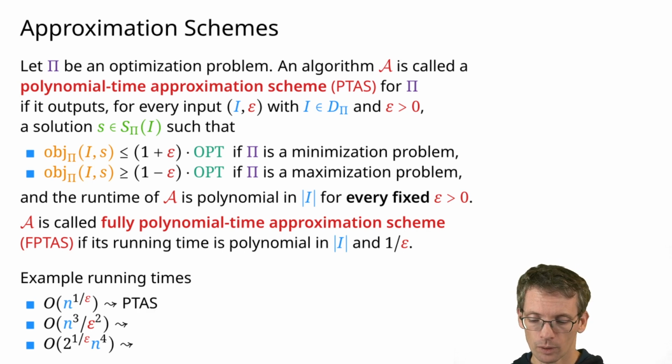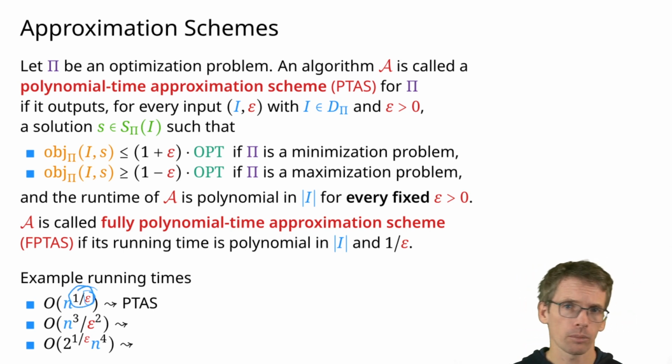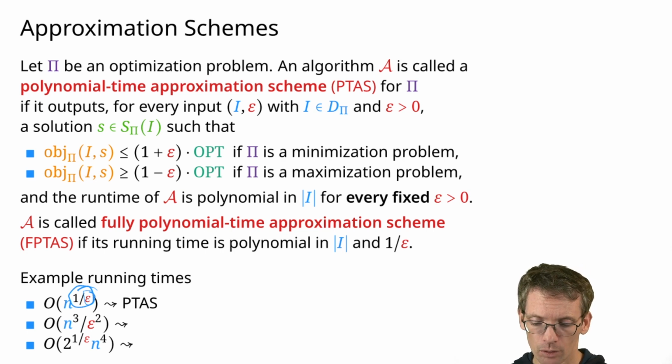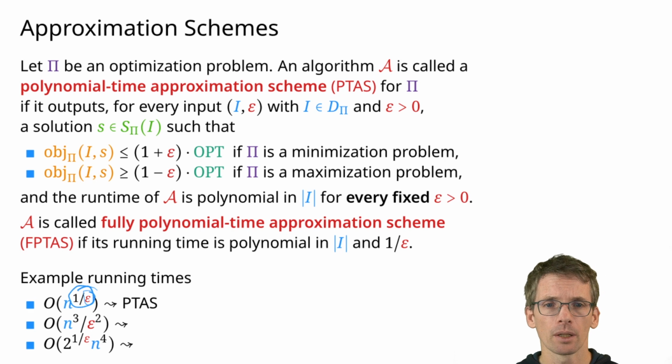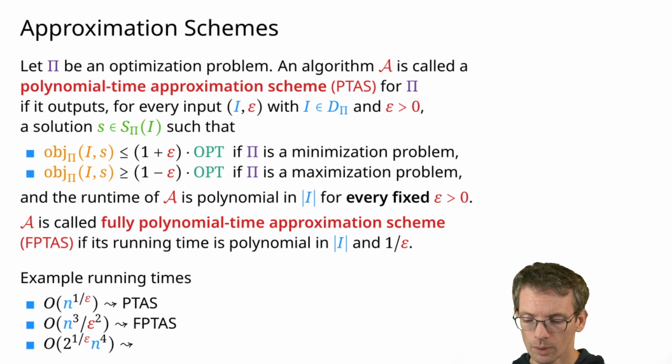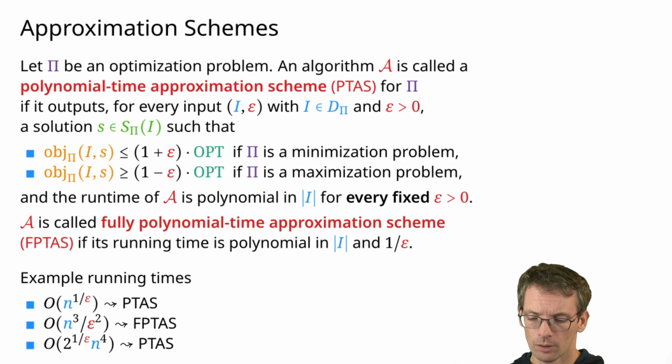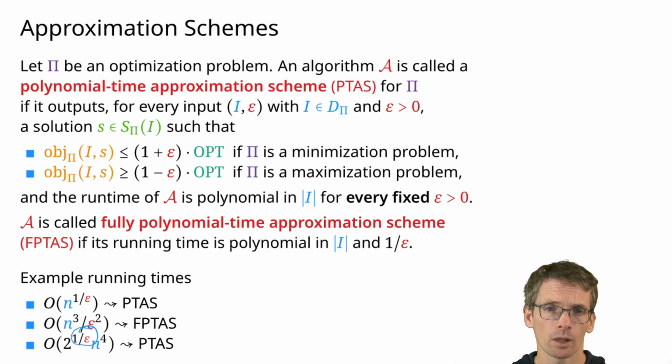So it is a PTAS because if epsilon is a constant, the exponent is a constant, n to the constant is a polynomial in n, so it's a PTAS. But it is not an FPTAS because this is not polynomial in 1 divided by epsilon, it is exponential in 1 divided by epsilon. Yeah, but it is a PTAS. The next expression here is indeed an FPTAS because it's polynomial in n to the 3 and in 1 divided by epsilon, I mean it's 1 divided by epsilon squared and then times n to the 3. And the last expression here obviously is not an FPTAS, but it is a PTAS. So it is not an FPTAS because it's exponential in 1 divided by epsilon.